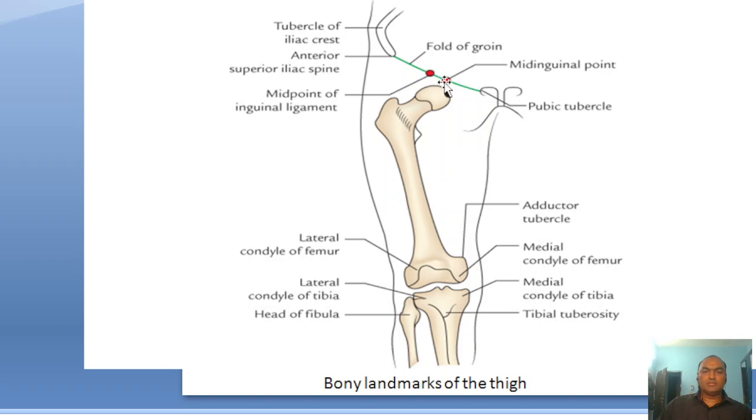This is lateral to the mid-inguinal point. This is midpoint of inguinal ligament, and at this point, the femoral nerve is situated posteriorly. So these are the most important bony landmarks.